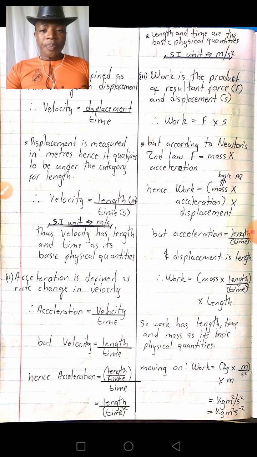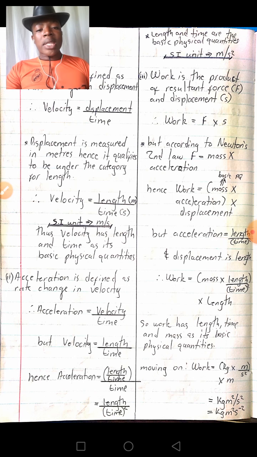Meters per square seconds. Work is the product of resultant force F and displacement. Work is therefore expressed as F times S, where F is the resultant force and S is the displacement. But according to Newton's second law of motion, F, the resultant force, is equal to mass times acceleration always. You have to bear this in mind. And do not worry much, we are going to look at Newton's second law of motion when we are looking at kinematics.